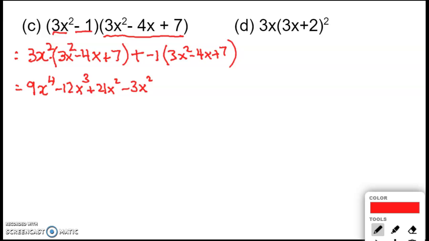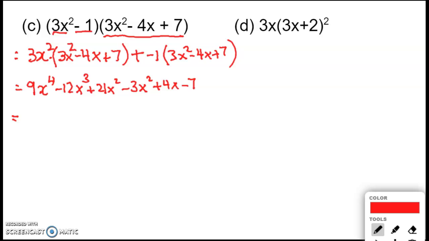And negative 1 times negative 4x is positive 4x. And then plus negative 1 times negative 7... oh, negative 1 times positive 7 is negative 7. Okay, now we are ready to see if there are any like terms we can combine.